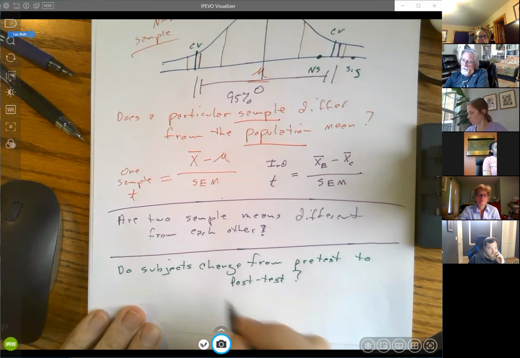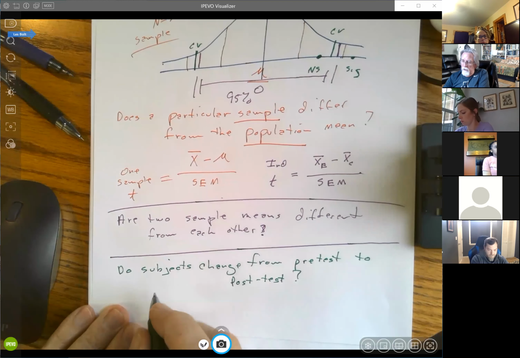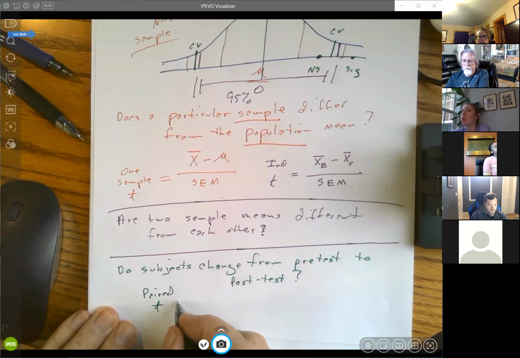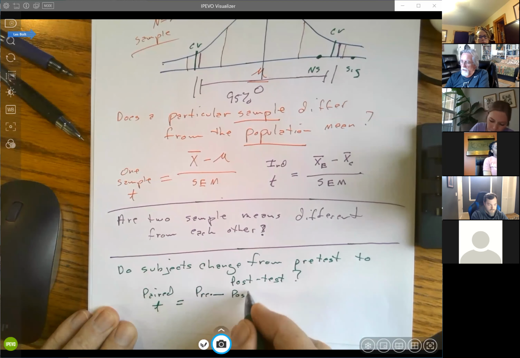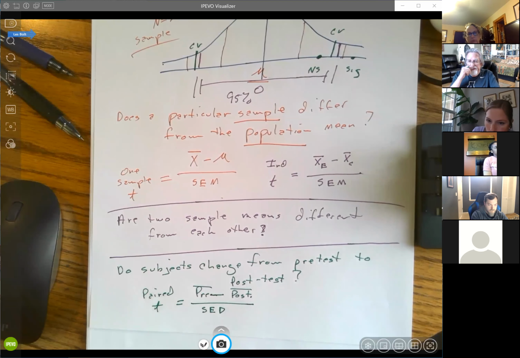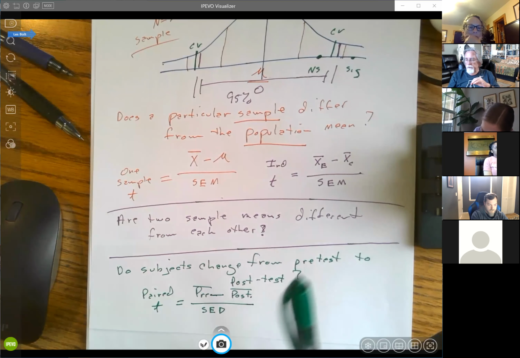And that particular t, which is called a paired t-test, is the pre-mean minus the post-mean, divided by what's called the standard error of difference. And once again, it's a distribution of all possible differences between pre and post.